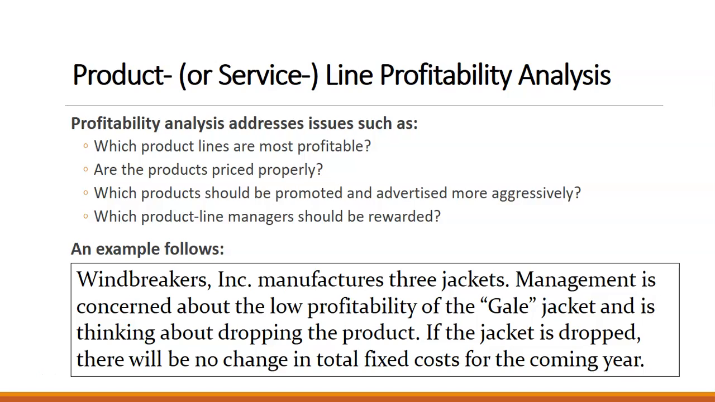So, we look at a company that manufactures 3 jackets. Their management is concerned that one of the jackets has low profitability and they're considering dropping the product. If the jacket is dropped, there's no change in total fixed costs for the coming year. So our fixed costs are already committed, we can't avoid them.